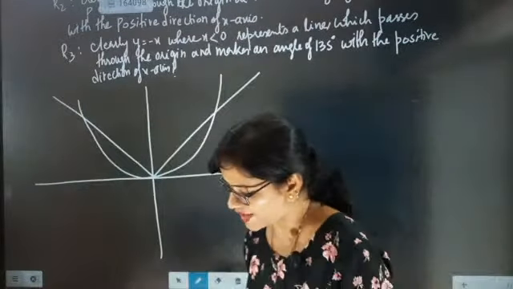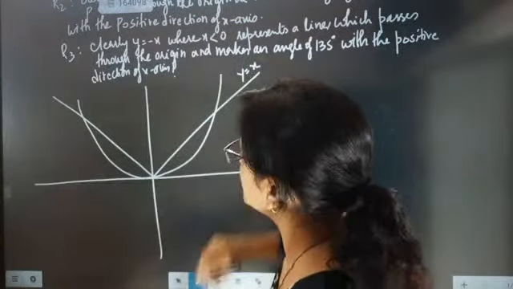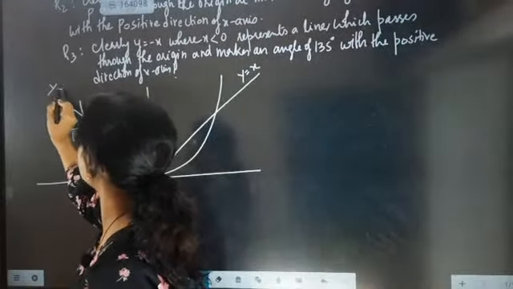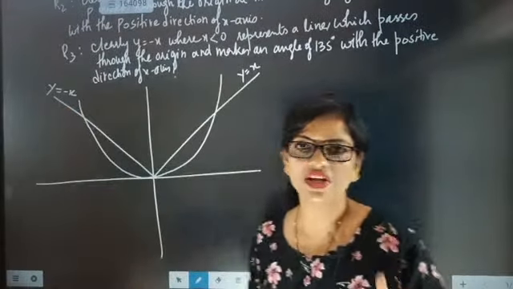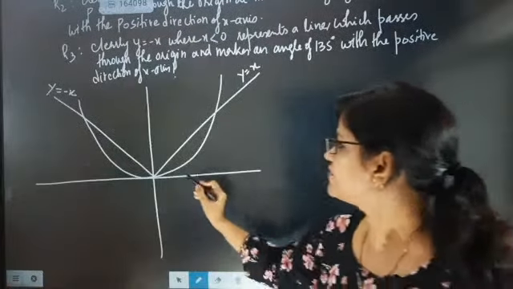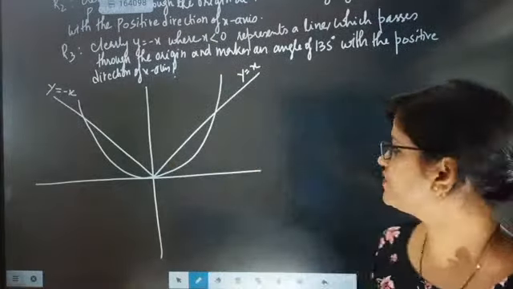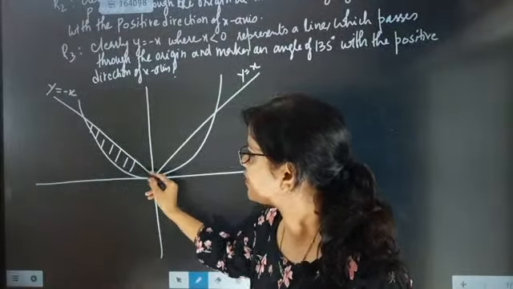One line is y equal to x. Another line is coming as y equal to minus x. One line is making 45 degree with the positive direction of x-axis, and this line is making 135 degree. So now our shaded region, this is the region where we have to find.